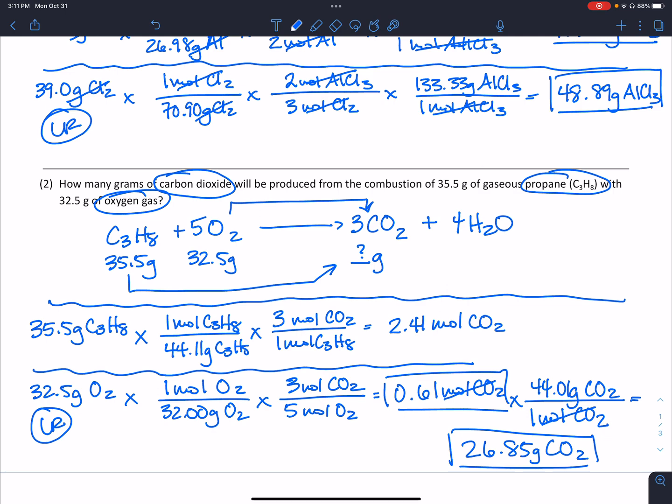All right, so that's just 2 examples of how you could do a limiting reactant calculation. One way I took you all the way to grams, the other we stopped at the mole and then did a single moles to grams calculation. Okay, let me know if you have any questions.